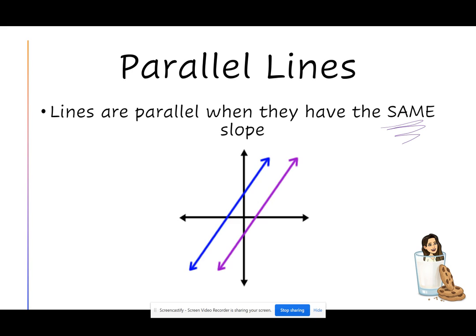Same. Because let's say this one starts here, it goes up 1 over 1. Well, this one starts here and it goes up 1 over 1. So then they'll stay parallel forever and they will never touch. That's what it means to be parallel.